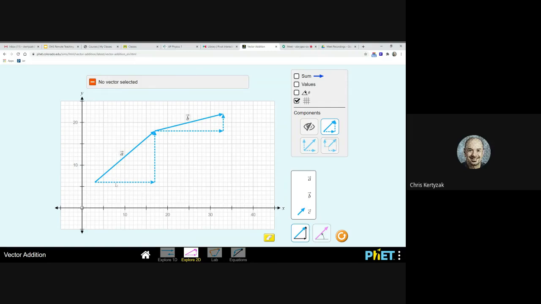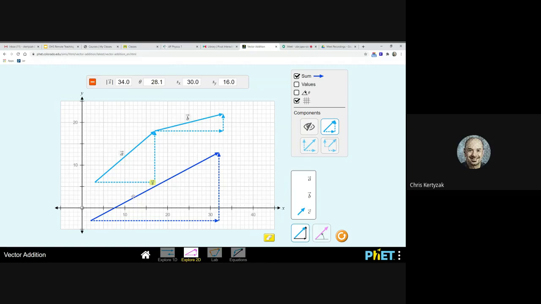We need to know how long this piece is and this piece is because we're ultimately trying to find the resultant, which is this vector. Just looking at this, what we're ultimately after is the length of the hypotenuse of this purple triangle, called the magnitude of the resultant.